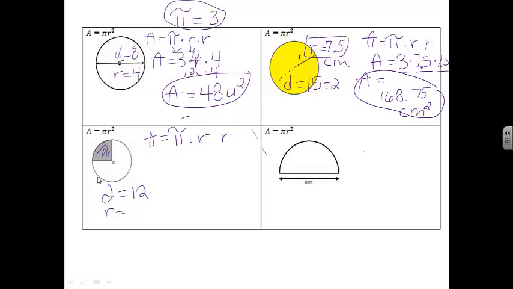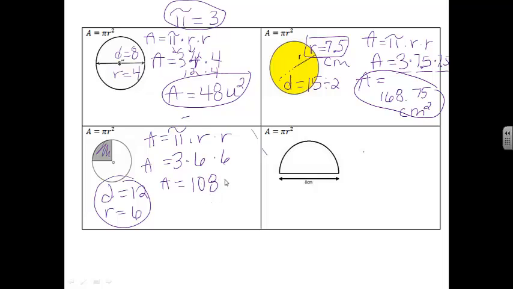Always put r equals first so you don't get confused and you don't multiply times the diameter, because that's not what we need. So the radius would be 6. Very good. So then we have 3 times 6 times 6. Area equals 3 times 6 equals 18. 18 times 6 in the end would equal 108.